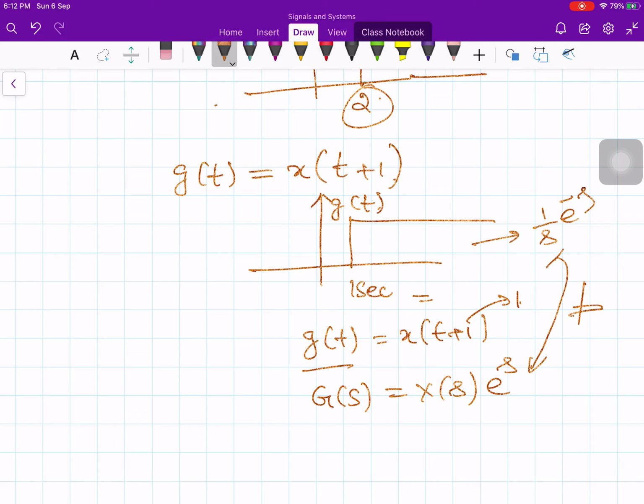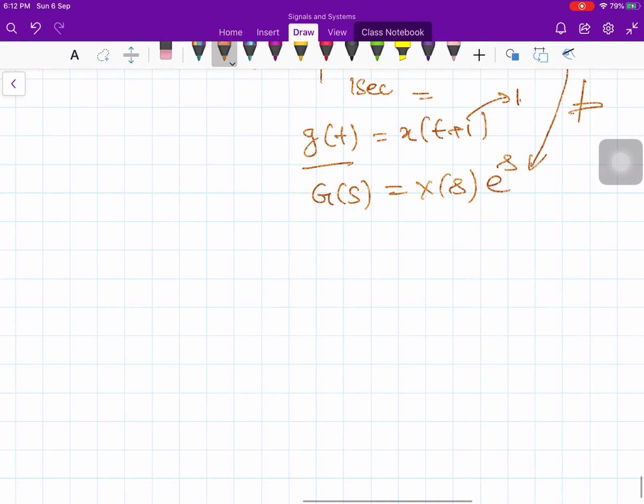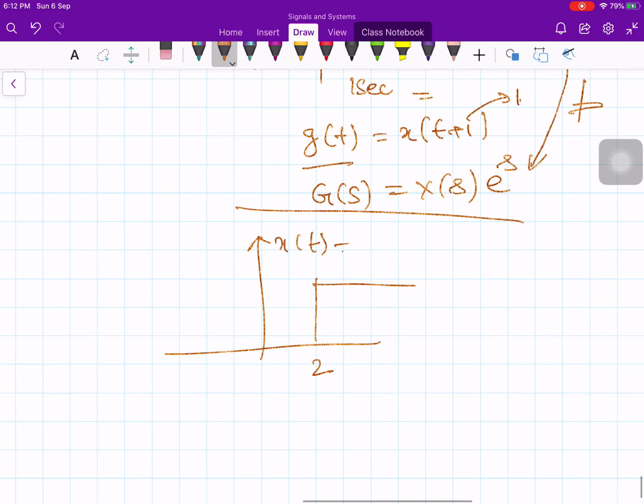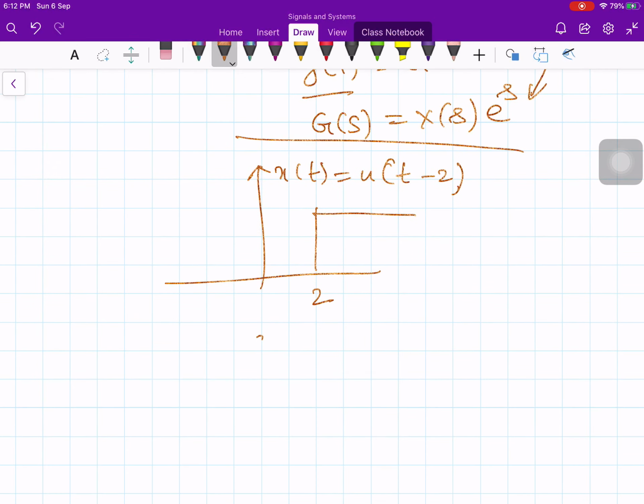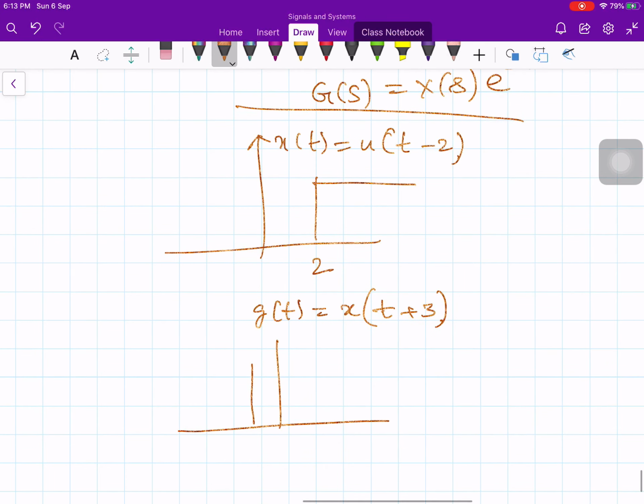Okay, so now let me consider one more example. The same example, let's say this is 2, and this one is x of t. x of t is equal to u of t minus 2. Now consider another function g of t, which is advanced by 3 units of time, x of t plus 3. How does it look? It looks like this, but this portion will be removed because we are considering from 0 minus onwards. This portion we are ignoring.